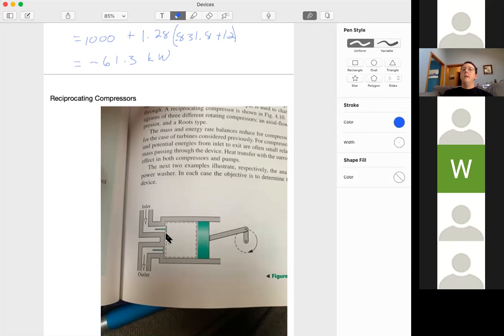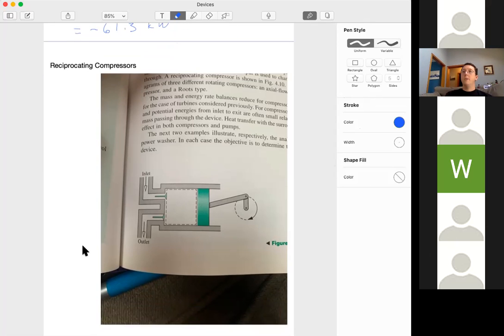Very good. Okay, so compressors. We're going to go through compressors, boilers, heat exchangers, throttles. I think basically everything else. So let's start with compressors and pumps. In the image here is a reciprocating compressor.